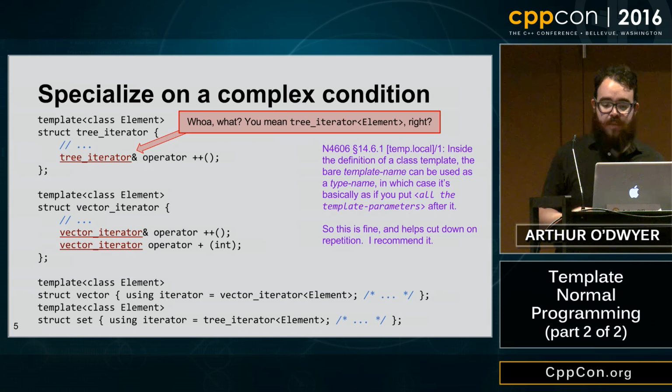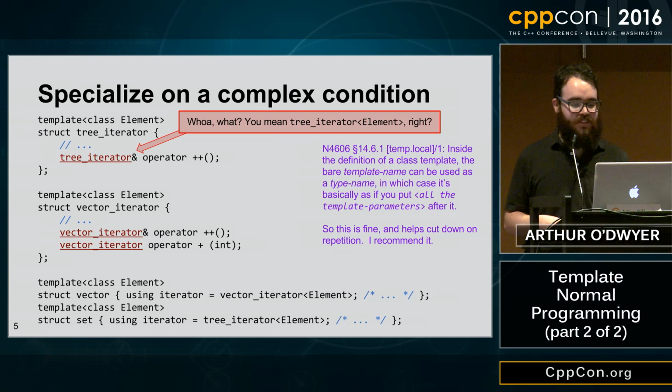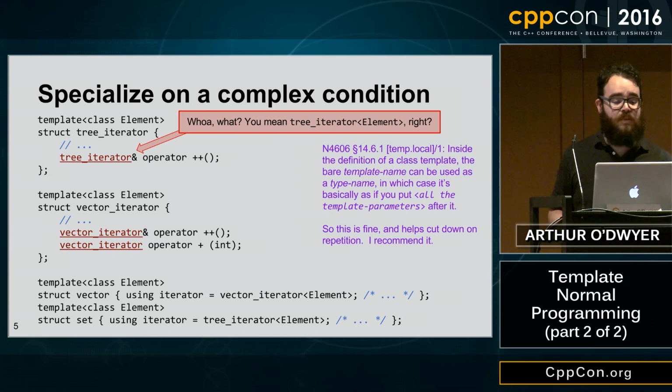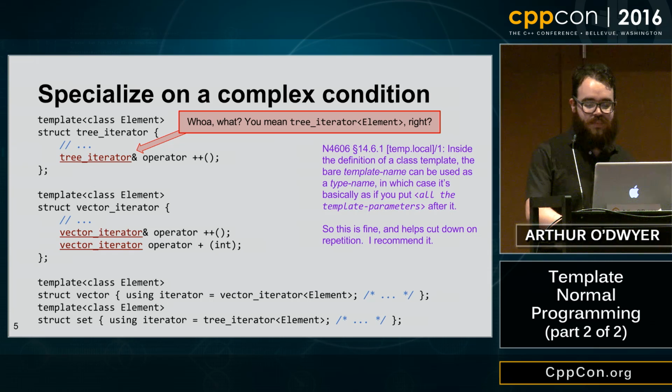Yes, the bare template name can be used as a type name, in which case it's basically as if you put all the template parameters after an angle brackets. This is fine. It helps cut down on repetition, especially in declaring things like the copy assignment operator and things like that. I recommend that you use it. And especially that you know what it means when you see it.